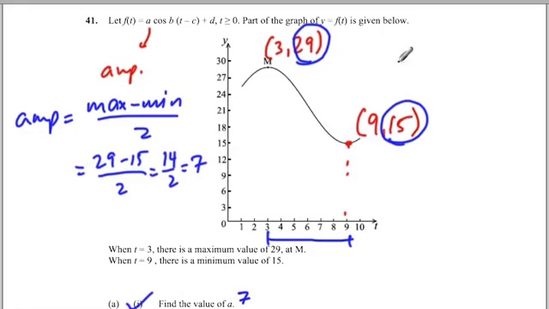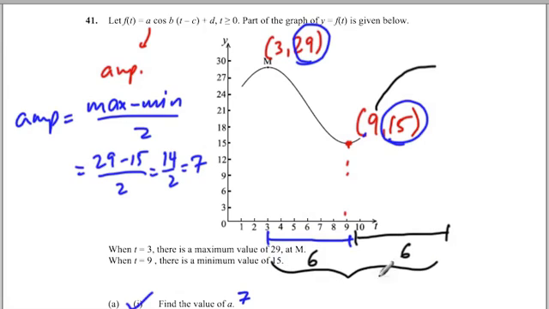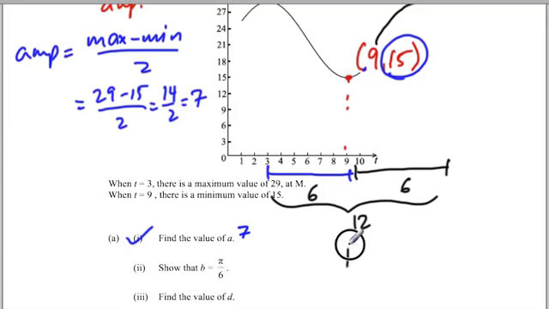It's not a full cycle, because a full cycle would end up, let me use a different color, something like that, right? Because it's from here to here. So this is half a cycle. So from 9 to 3, in other words, this is a value of 6. A full cycle would be another further 6. So a full period then is 12. So the period in this case is equal to 12.